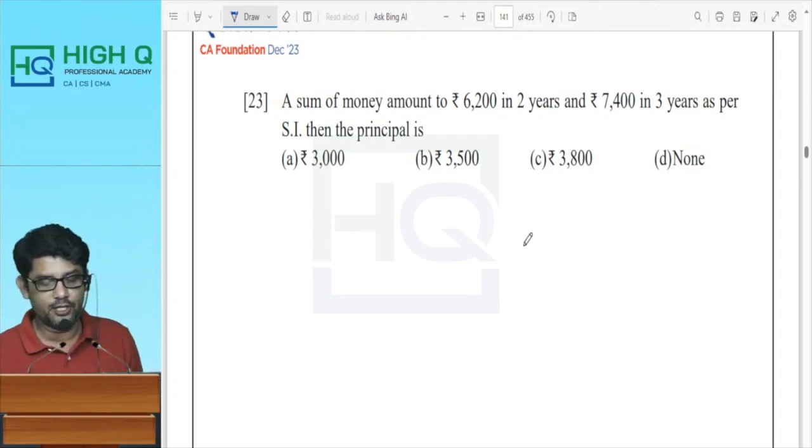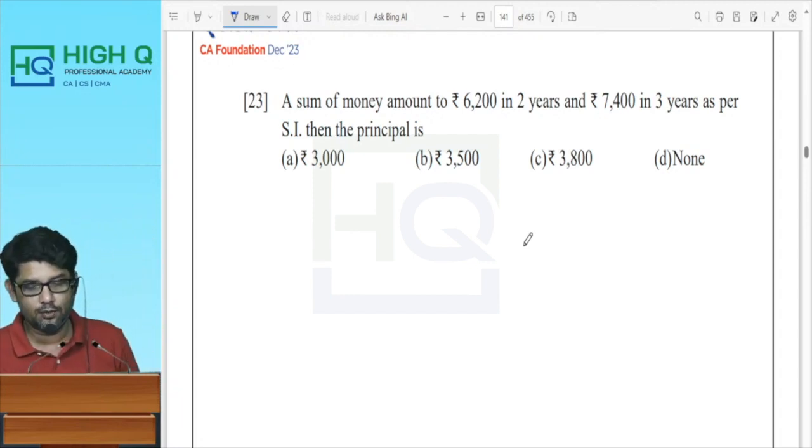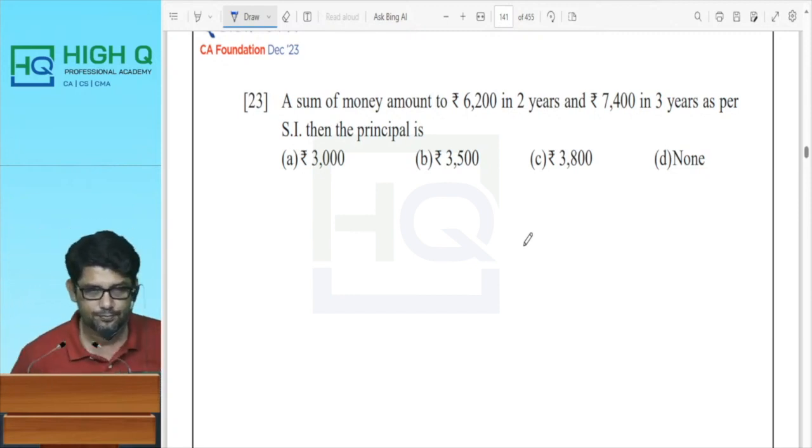Similar type of question. Can you get the answer on your own now? Daniel, now you agree it's a nice method or not? A sum of money amounts to 6,200 rupees in 2 years and 7,400 rupees in 3 years as per simple interest, then the principal is.